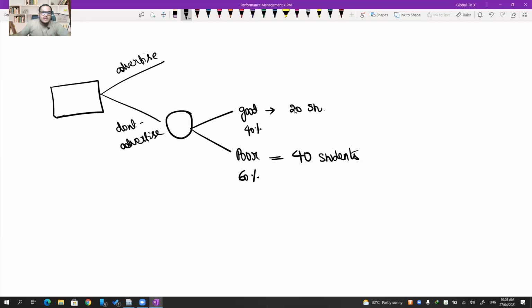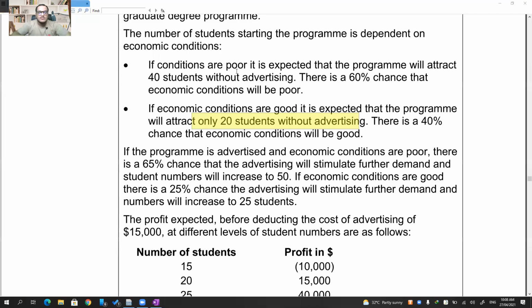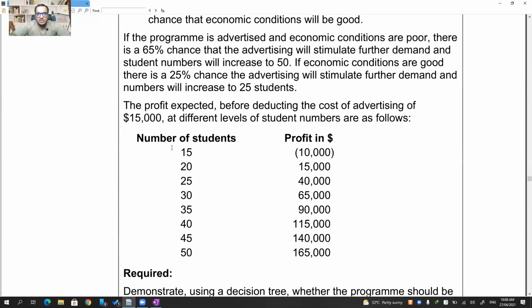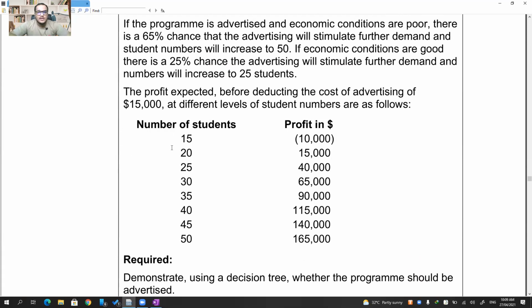Sir, if economic conditions are poor, the chance is 60%, and of being good is 40%, ultimately, no? Together it should be 100%. I don't know why they tell that. They are just making students dumb. They should not give too much information. They should let the students find out the information at least.